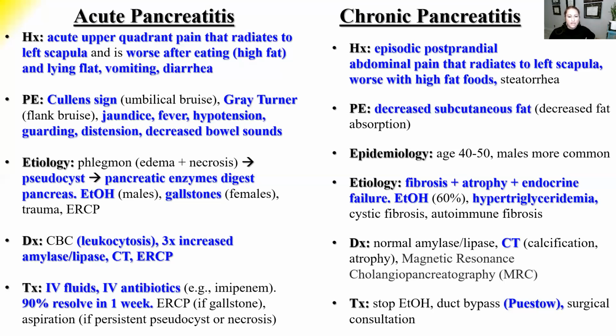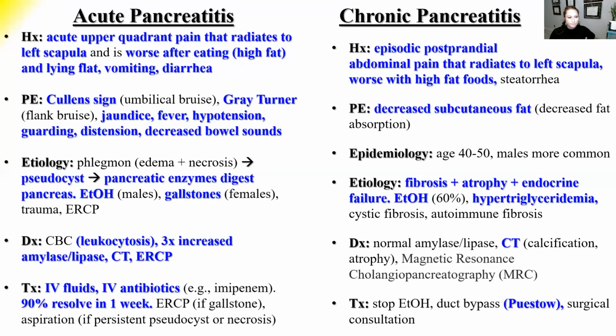In chronic pancreatitis, the labs are going to be normal. So the amylase is normal, your lipase is normal. The only way you diagnose this one is really CT or an MRCP, that magnetic resonance cholangiopancreatography. Treatment for this, stop the insult, stop the alcohol. You can do a duct bypass, that's called a Puestow procedure, or surgical consultation. If you're a primary care PA, you would want to send that to a GI surgeon for surgical consultation and monitoring for that one.